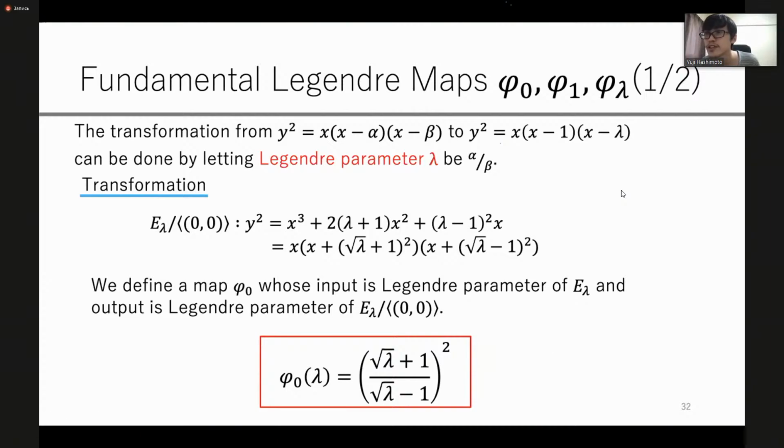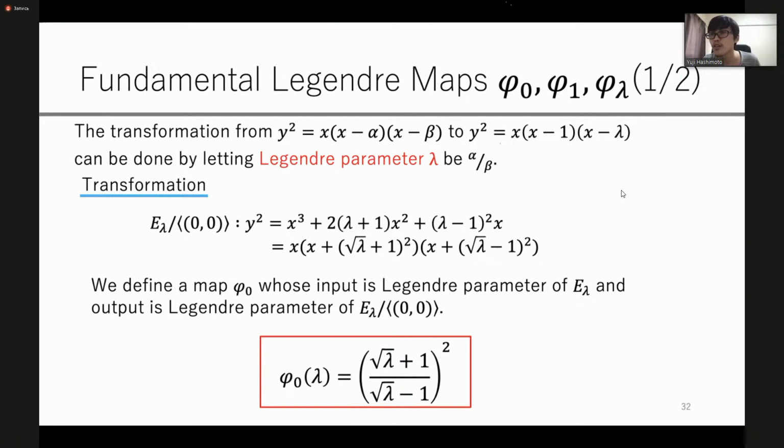In this slide, I define fundamental Legendre maps phi 0. Before that, we explain how to transform this elliptic curve into a Legendre curve. The transformation from this elliptic curve to Legendre curve can be done by letting Legendre parameter lambda be alpha over beta.